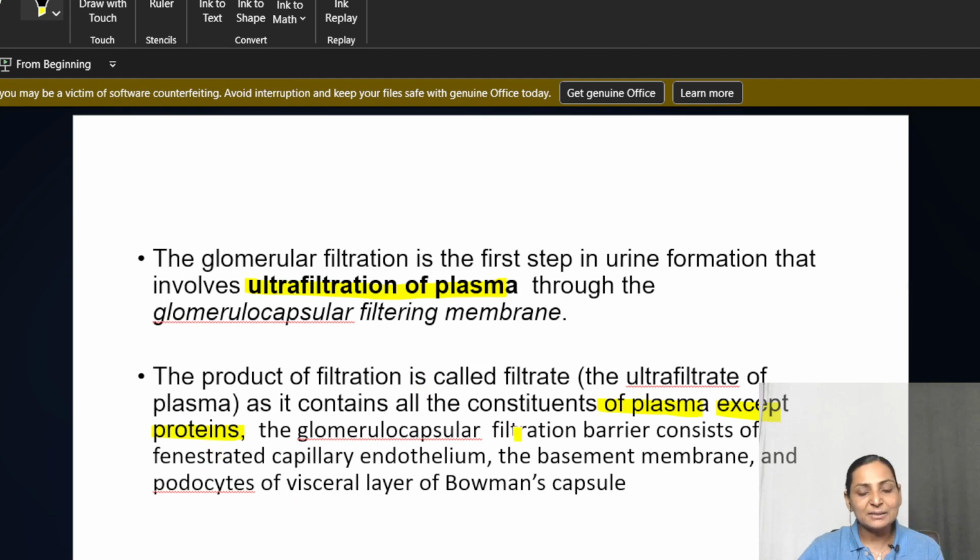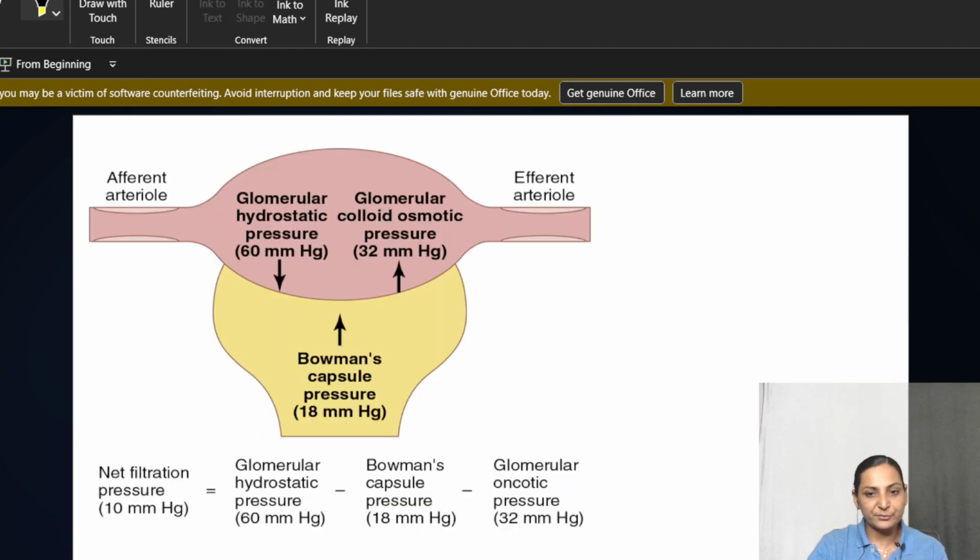You can add a line that this filtration membrane consists of 3 layers: fenestrated capillary endothelium, basement membrane and the podocytes or the filtration barrier, which is formed by the visceral layer of the Bowman's capsule. So this comes up with your introduction.